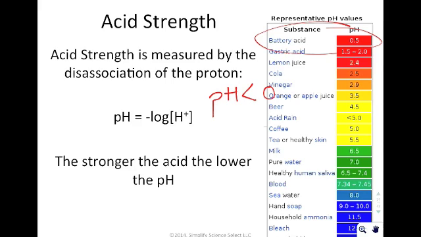Now, something ceases to be an acid when it crosses the pure water threshold. Pure water is at 7.0. Once you cross that pure water threshold, you are no longer an acid. Instead, you cross the realm to a base. Bases are things that have more hydroxide ion concentration, and we will talk about that in a little bit.